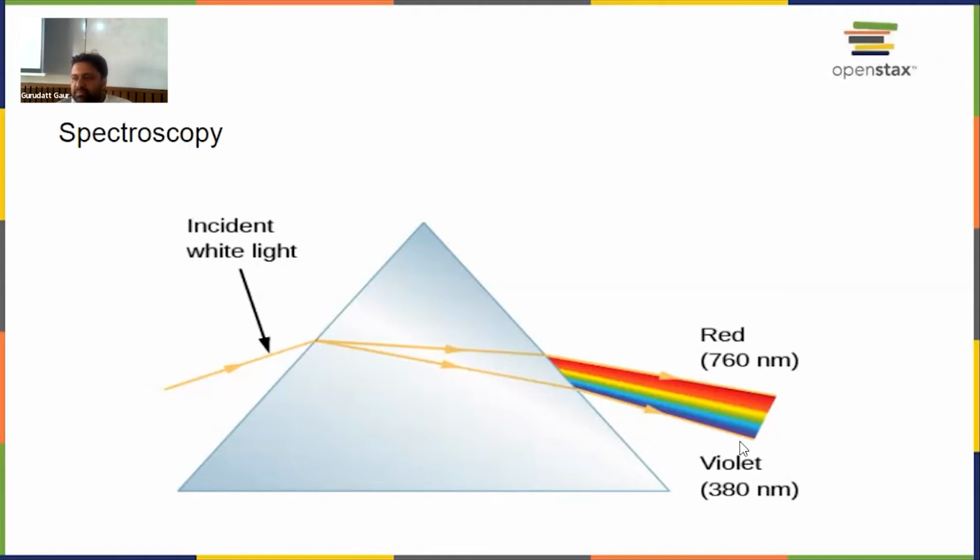This phenomenon is known as dispersion, which was the beginning of optics. This was given by Newton. Call it Newton's prism. You simply take a prism and you can see that you get a rainbow kind of thing.